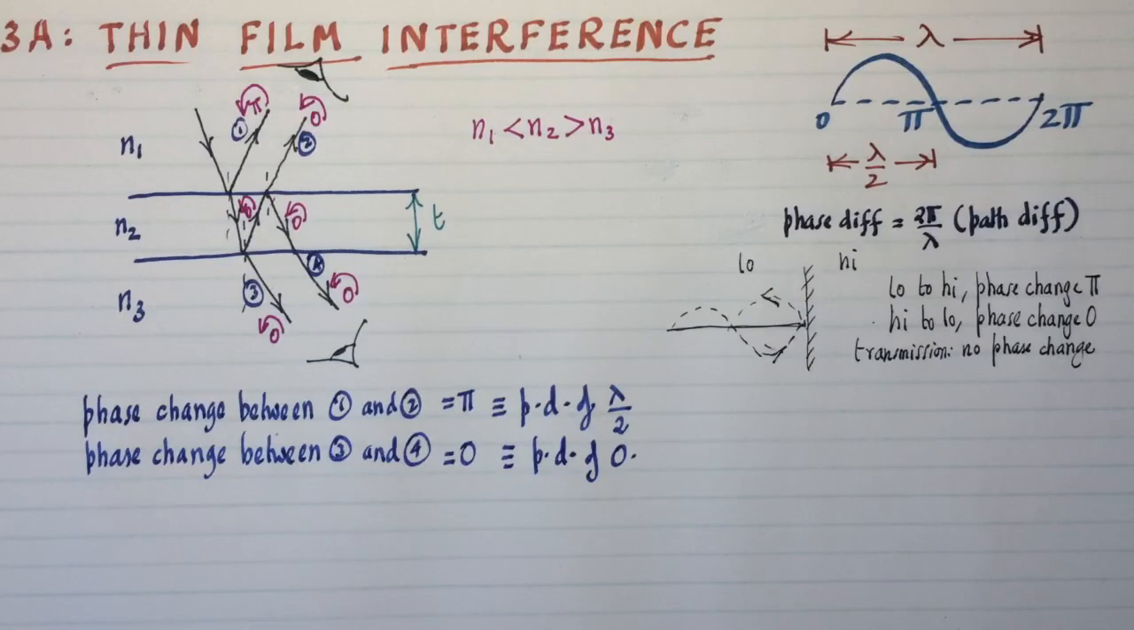Now lastly, there's one more concept, and that's called optical path length. The concept of optical path length is as follows.